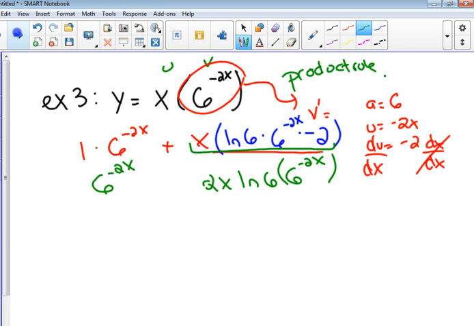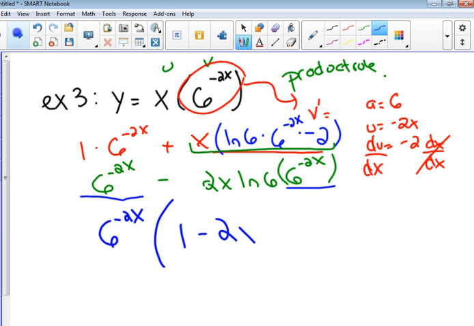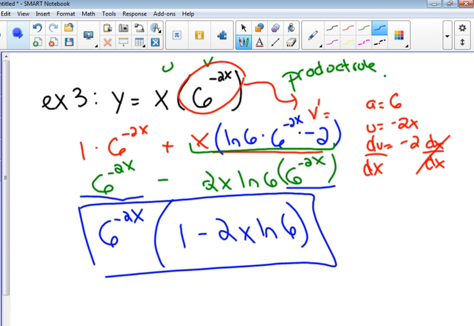Your book does a lot of this, taking out a GCF between both of those. So they leave it as 6 to the -2x, then 1 minus 2x ln 6. Just so it looks a little bit cleaner. Yeah, I think that's it.